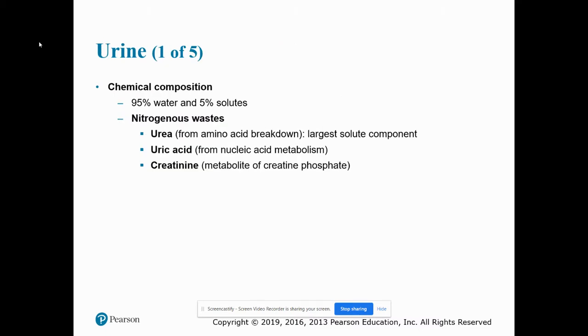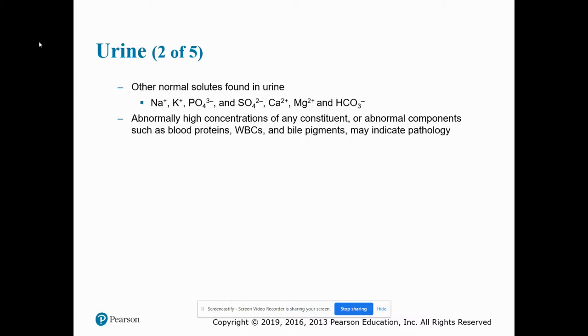The chemical composition of urine is about 95% water and 5% solute. Nitrogenous waste includes urea, which is from amino acid breakdown, uric acid, which is from nucleic acid metabolism, and creatinine, which is a metabolite of creatine phosphate. There are also other solutes often found in urine, like sodium, potassium, phosphate, calcium, magnesium, and bicarbonate.